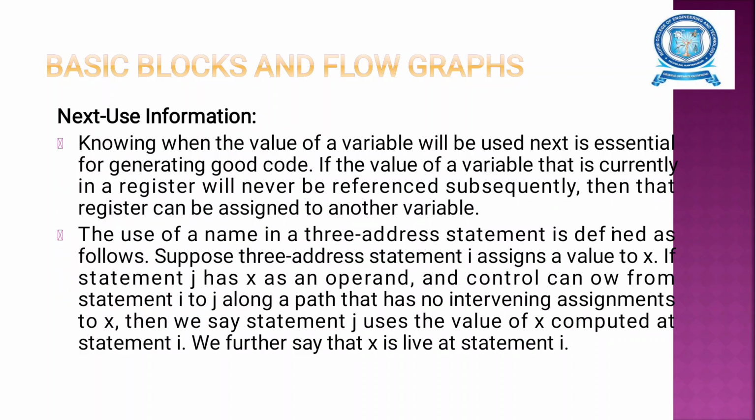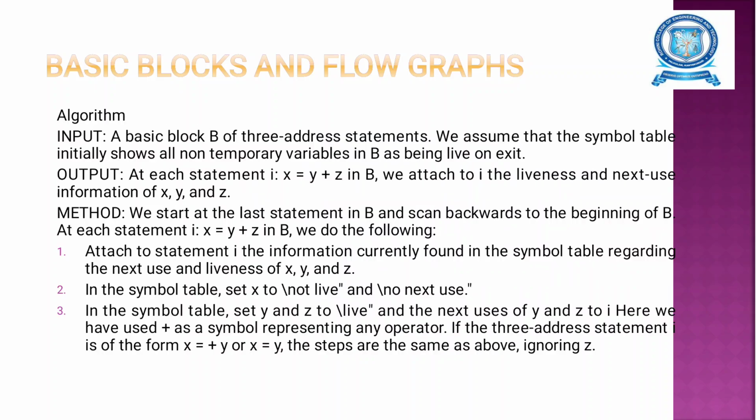Next, use information. Knowing when the values of variables will be used next is essential for generating good code. If the value of a variable currently in a register will never be referenced subsequently, then that register can be assigned to another variable. If that variable is not used in future, its register can be replaced and used by any other value. That kind of information reduces memory usage, executes efficiently, and improves runtime.